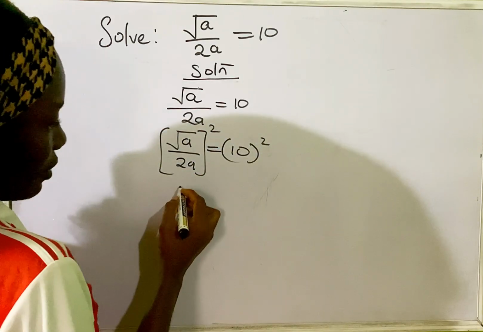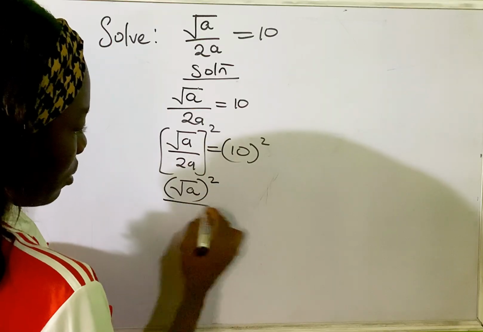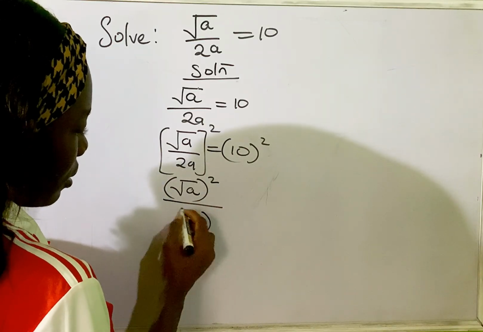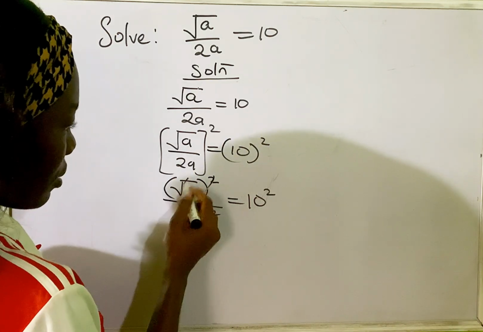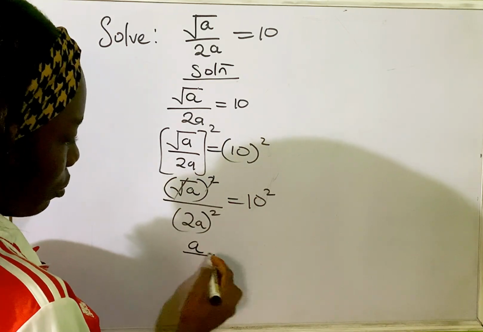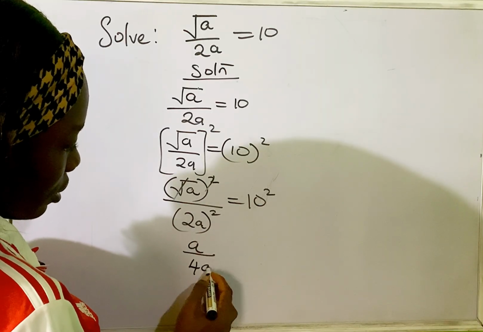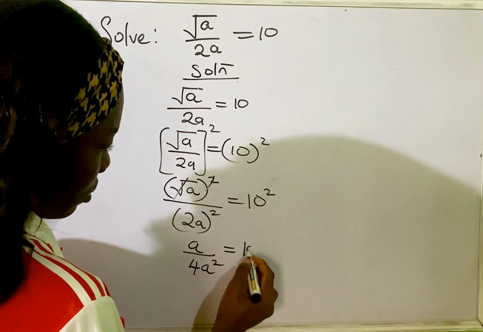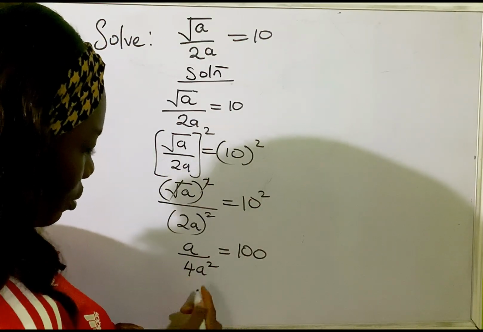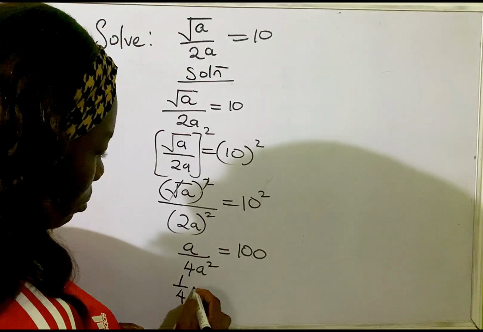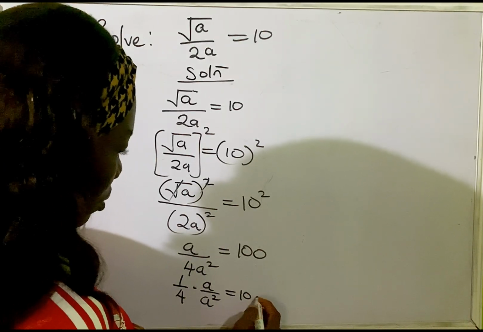When we do that, we'll have the square root of a squared over (2a) squared is equal to 10 squared. So this cancels this. We have a all over 2a squared, which is going to give us 4a squared, and that is equal to 100. This can be written as 1 over 4 multiplied by a over a raised to power 2 is equal to 100.